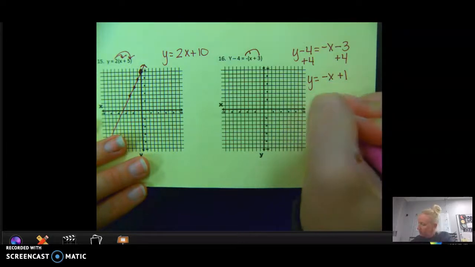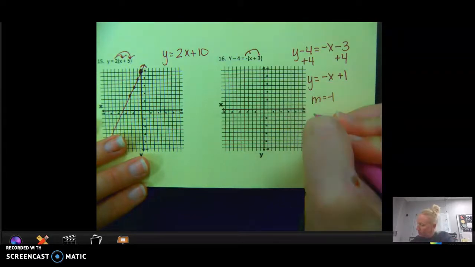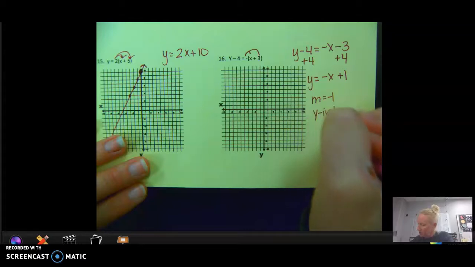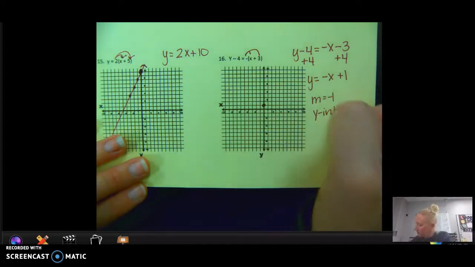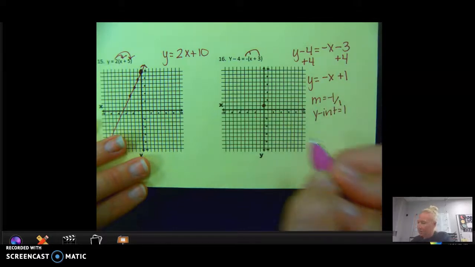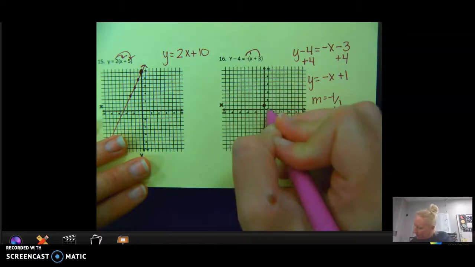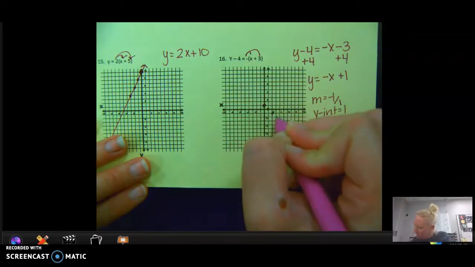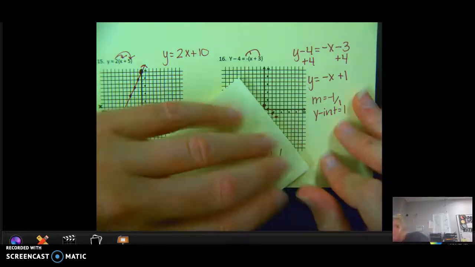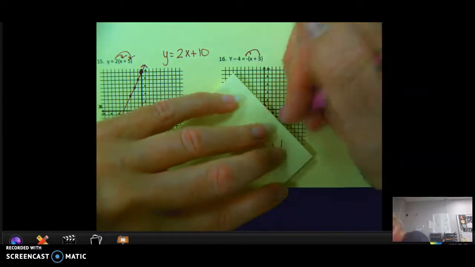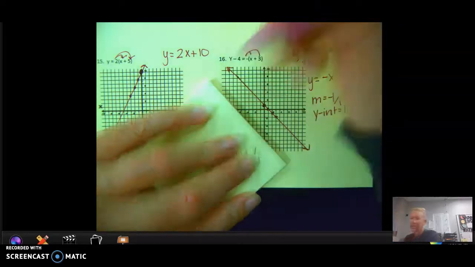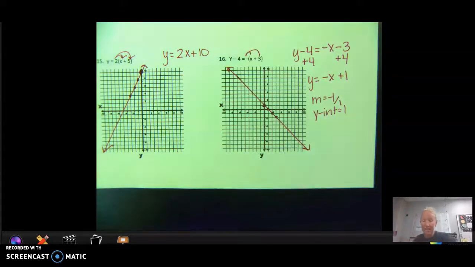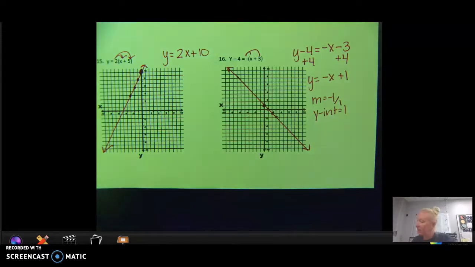So my slope is here at negative 1, and my y-intercept is at 1. So my y-intercept is right here at 1. Negative 1 slope looks like that, negative 1 over 1. So it goes down 1 to the right 1, down 1 to the right 1, down 1 to the right 1. And that's a negative slope, so that should be a negative line. A negative slope means that the line goes down as you read it from left to right like a book.